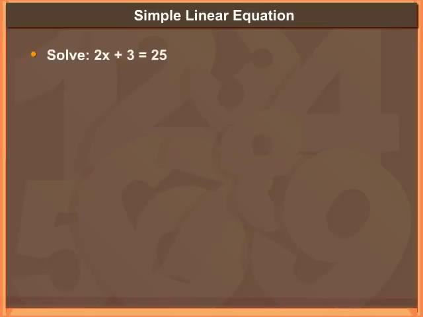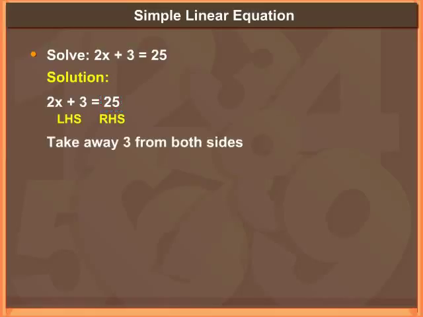Let us try to solve one more example on this. 2x plus 3 is equal to 25. Here, 2x plus 3 is the left-hand side of the equation, and 25 is the right-hand side of the equation. Here we will first take away 3 from both the sides. So we get 2x plus 3 minus 3 equal to 25 minus 3. So we get 2x equal to 22.